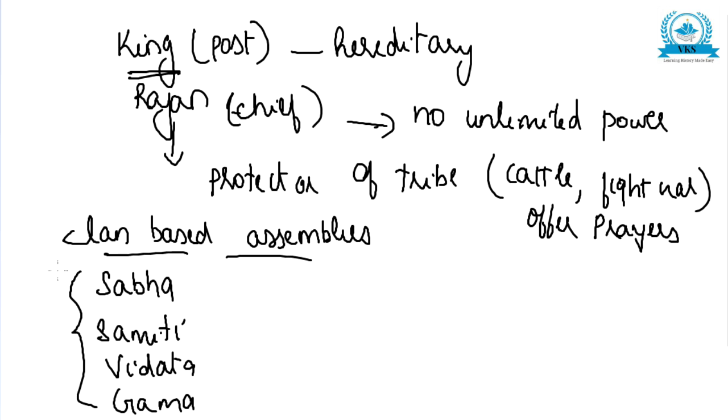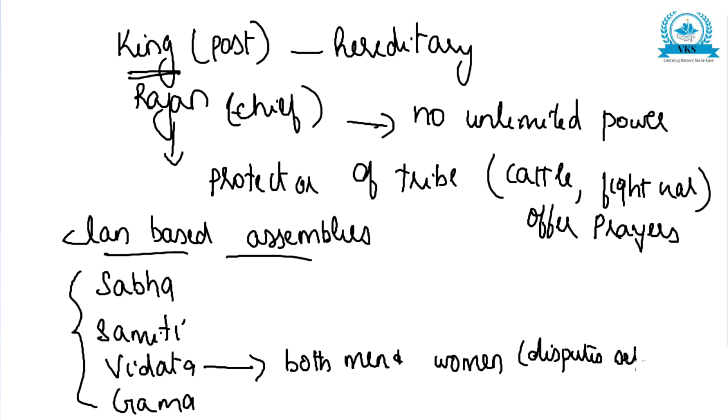The Vidata was an assembly in which both men and women participated. It functioned as a center for settling disputes and redistribution, and provided a place for performing sacrifice. So all these were done in the assemblies called Vidata.